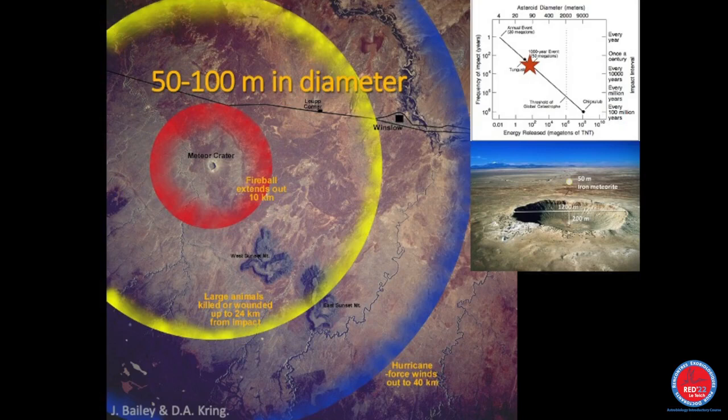And even a pretty small crater, like the 1.3 kilometer diameter Barringer crater in Arizona, was causing similar effects as I just discussed for Chicxulub, but on a smaller scale. So again, the fireball up to about 10 kilometers, the collapse of lungs due to the passage of the shockwave up to 20-something kilometers, very hard winds. So the smaller the impactor, obviously the smaller the area that is affected.